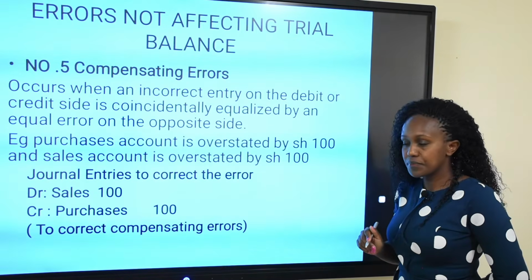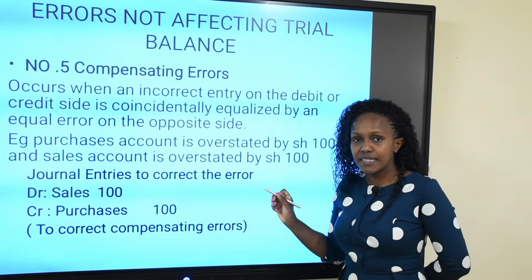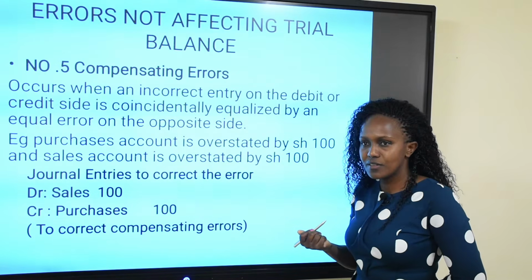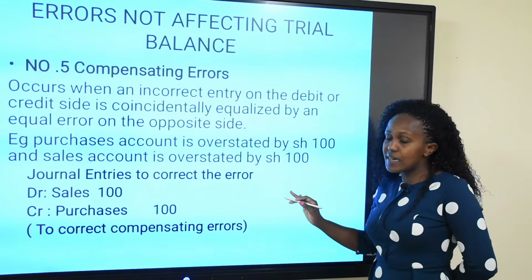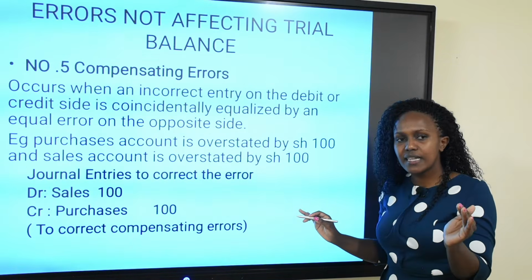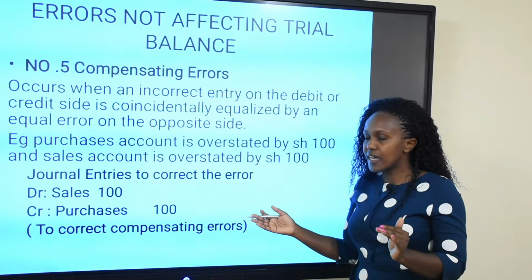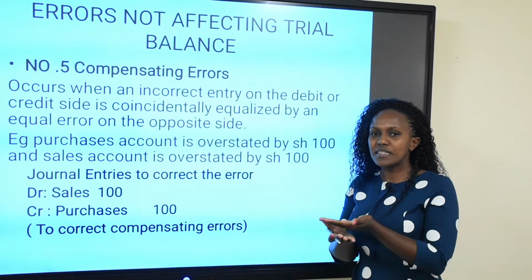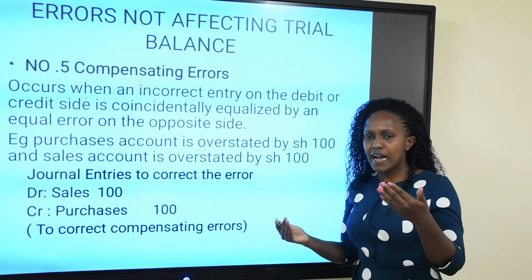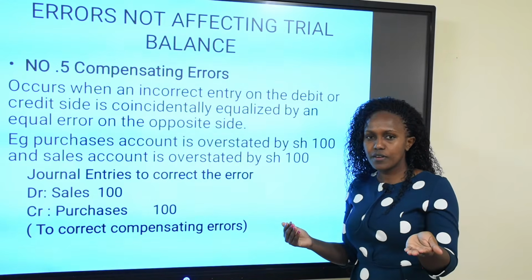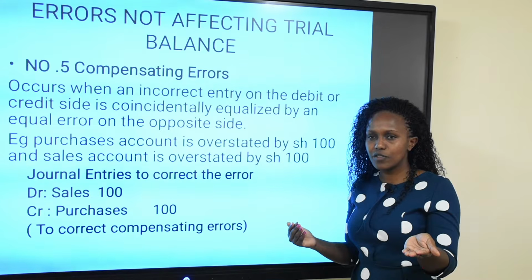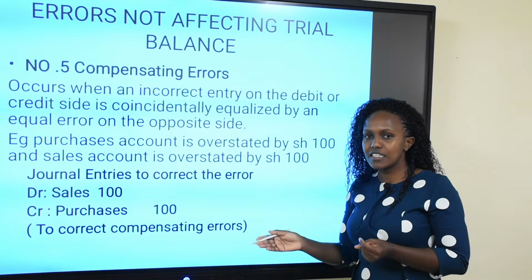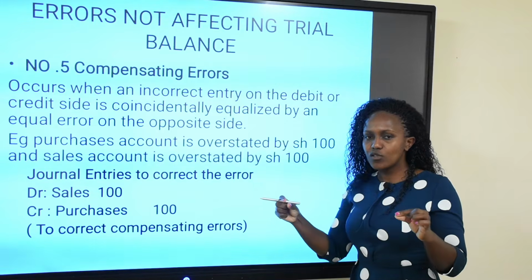The other error are what we call compensating errors. Now, what is compensation? Here, it is where two errors, one on the debit side and the other on the credit side, are equal, therefore they compensate each other. You make an error of 35,000 on the debit side, for example, you also make an error of 35,000 on the credit side. The two errors cancel each other.